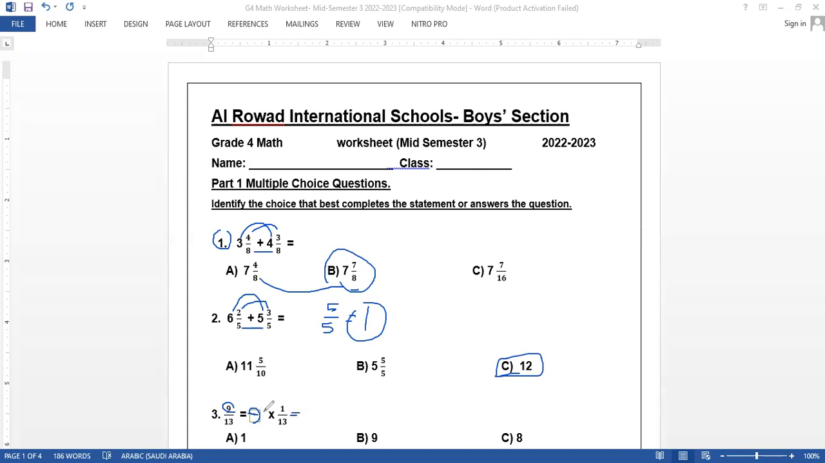Even if you want to multiply 9, you multiply the whole number with the numerator only. We keep the denominator, which is 13. 9 multiply 1 equals 9. So just write it like this. We multiply 1 over 13 by 9.